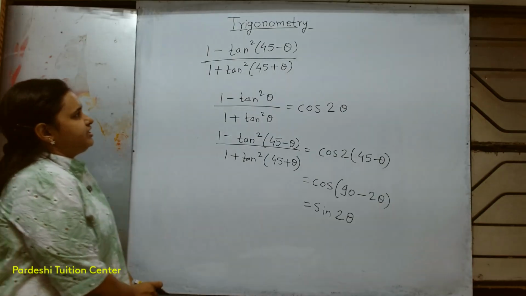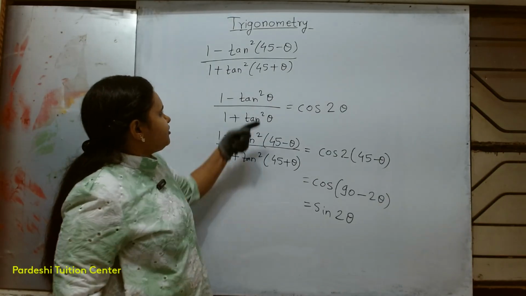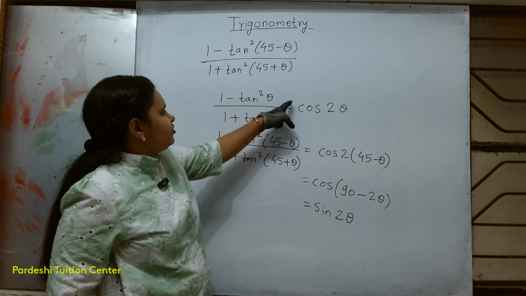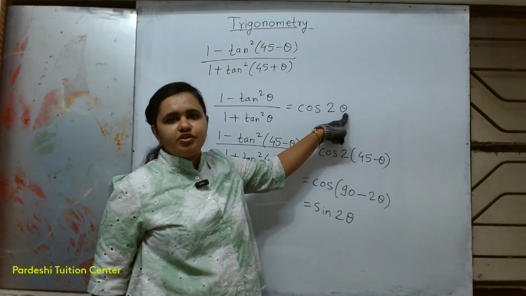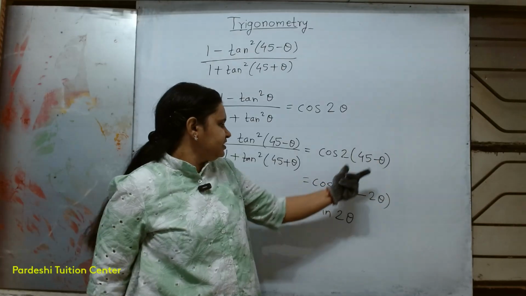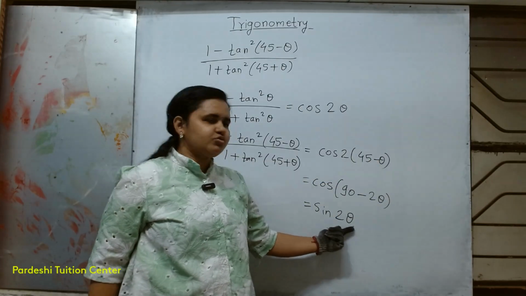We have just put in the value of theta as 45 minus theta. The formula was like that, so it will be cos 2 theta. We have just put in the value of theta as 45 minus theta, and by solving we got sine 2 theta. Okay.